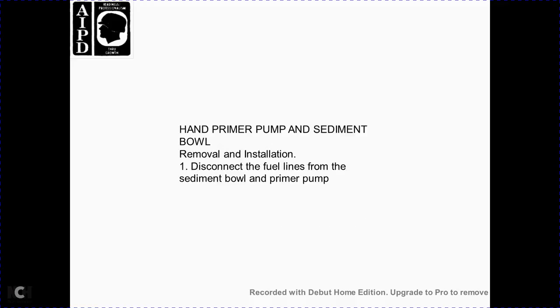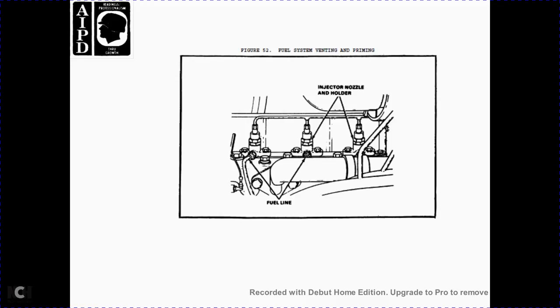Hand primer pump with the sediment bowl: remove the insulation. Disconnect the fuel line from the sediment bowl and the bowl from the primer pump. Figure 52 shows the fuel system venting and priming, the injector nozzle and holder, and the fuel lines.